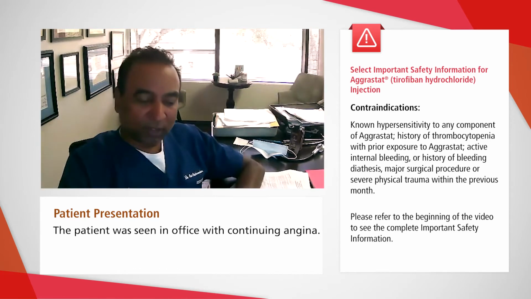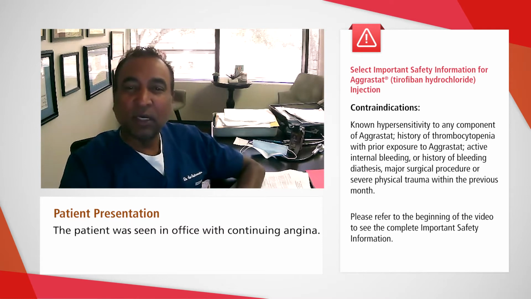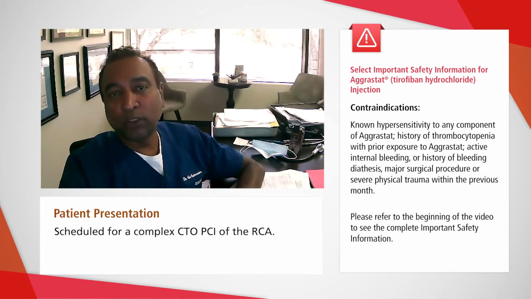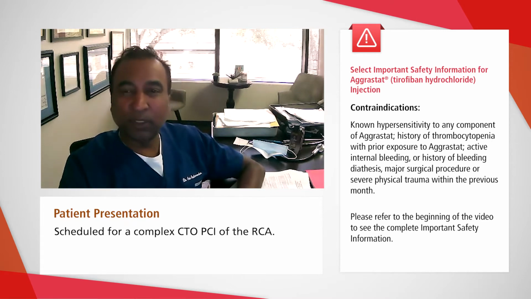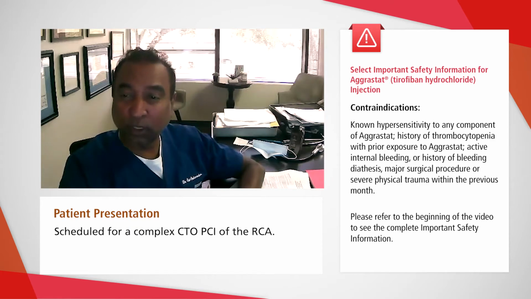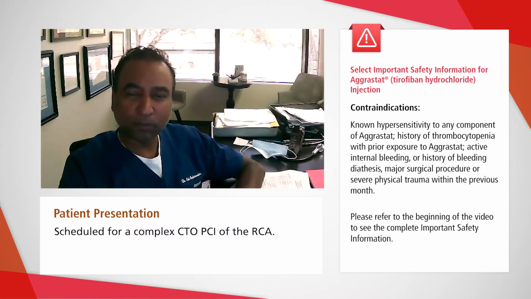So given the fact that he had only chronic total occlusion, we want to make sure that he has inducible ischemia in the distribution. Hence, the patient underwent a stress test that did demonstrate inferior wall ischemia. Given his ongoing symptoms on maximum medical therapy, a documented ischemia, and a chronic total occlusion of his right coronary artery, he was referred for a complex CTO PCI of the RCA.